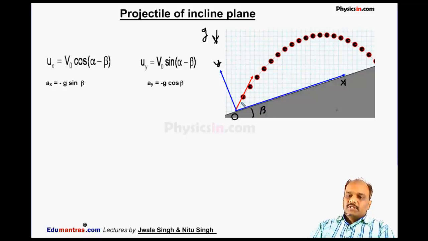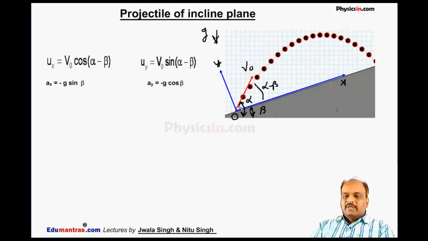Let the particle be projected at an angle alpha with the horizontal ground. This angle is alpha. This angle is beta. Now we can say this angle is alpha minus beta. The velocity of the particle is v naught, the speed of projection. It is projected at an angle alpha with the horizontal ground, and the inclined plane makes an angle beta. So the angle made by this projectile with the x-axis, or with the incline, is alpha minus beta.